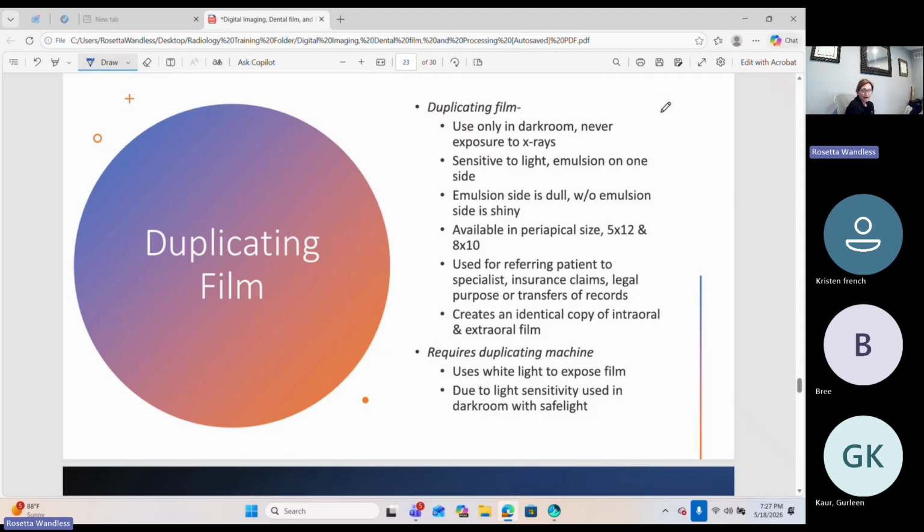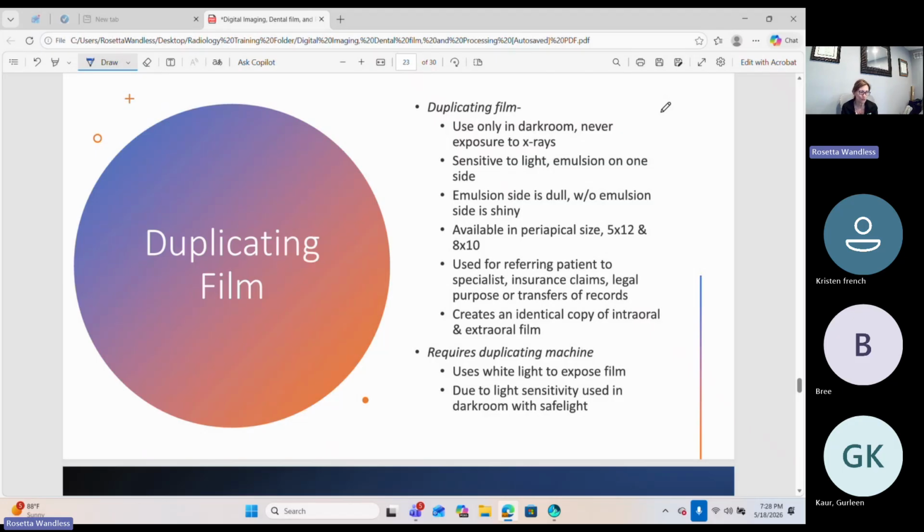Just so you're aware, how do you tell which side has emulsion or not? The emulsion side, when we look at it, is super dull, and the side without emulsion is like shiny plastic. So that's how we know which side gets faced toward what we're duplicating and which doesn't.